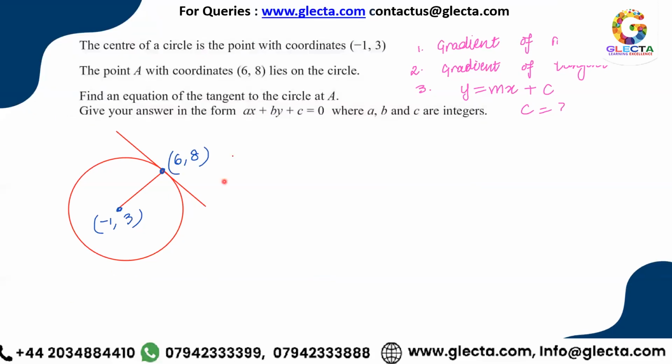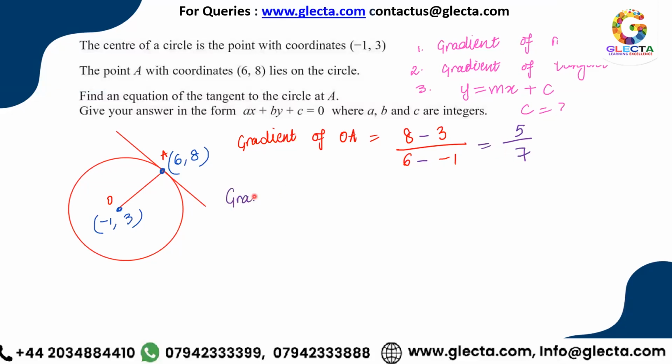So step 1 over here, gradient of radius. Let's say this is point O, this is point A, right? So gradient of OA. Change in y over change in x. What are your y coordinates? 8 and 3. What are your x coordinates? 6 and -1. Now you just have to subtract these two. So 8 take away 3, 6 take away -1. So 8 take away 3 is 5, 6 plus 1, 7. That's what we are getting for gradient of OA.